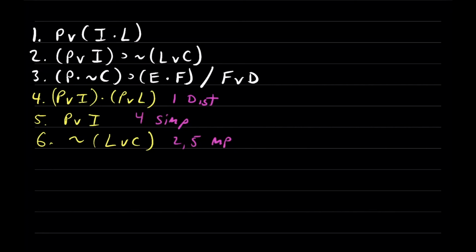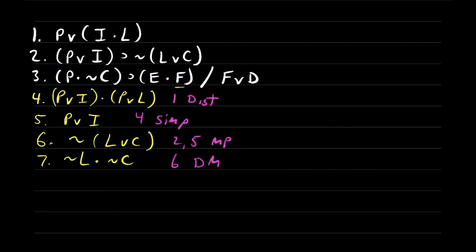But line 6 looks a lot like a De Morgan's rule step. We have the negation of a disjunction. So let's go ahead and do De Morgan's rule there. That'll give us not L and not C. That follows from line 6 by De Morgan's rule, DM. Now this is pretty handy because we're looking for a way to get F, and F is sort of locked here inside this conditional in line 3. So I know I'm probably going to need this antecedent, P and not C, to use modus ponens to get E and F, ultimately to get F.